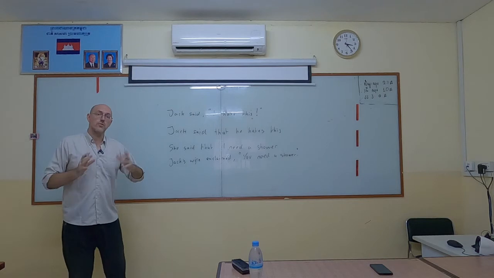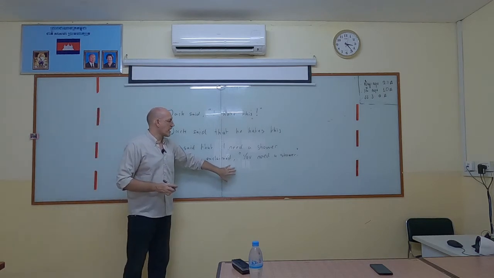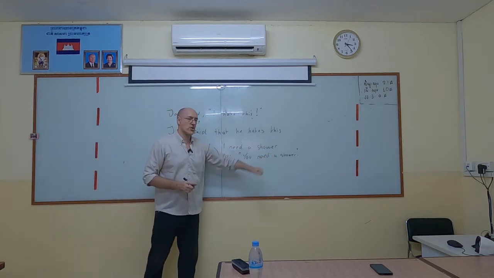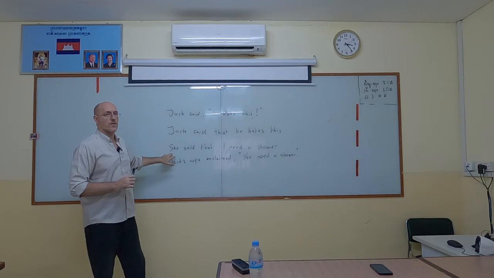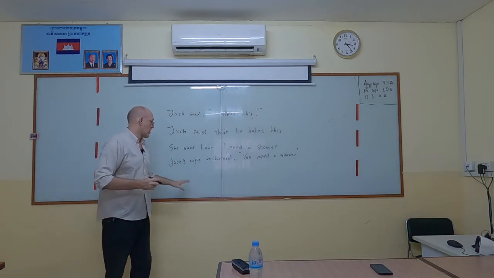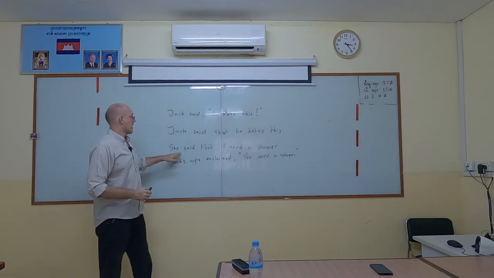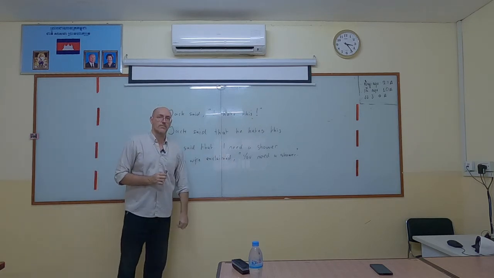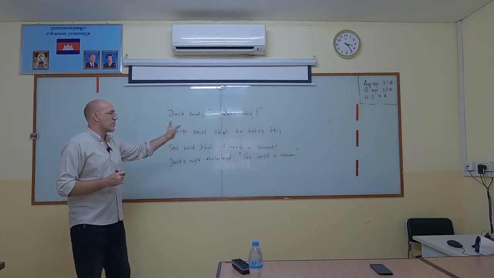We haven't done that, you don't know her name, so we've just called her Jack's wife. Jack's wife exclaimed, "You need a shower." Simple as that. Then the indirect version of that, I've just told you, Jack's wife exclaimed, you need a shower. Now you're telling somebody else. She said that I need a shower. Simple as that. You can also change it, of course, to he needed a shower, Jack needed a shower.